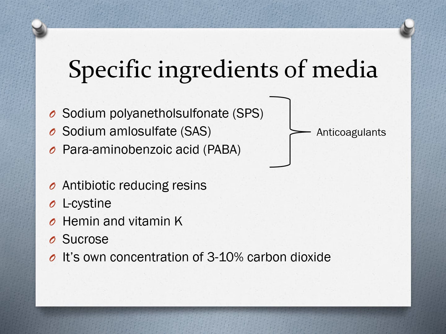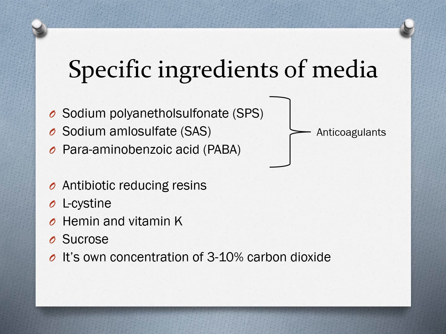There's a number of specific ingredients in the blood culture media. The first one I want to mention are the anticoagulants, and that could be SPS, SAS, or PABA, but the most common is sodium polyanethol sulfonate, which is SPS. It is the most common and prevents clots. It inactivates leukocytes, and it also inactivates aminoglycosides.